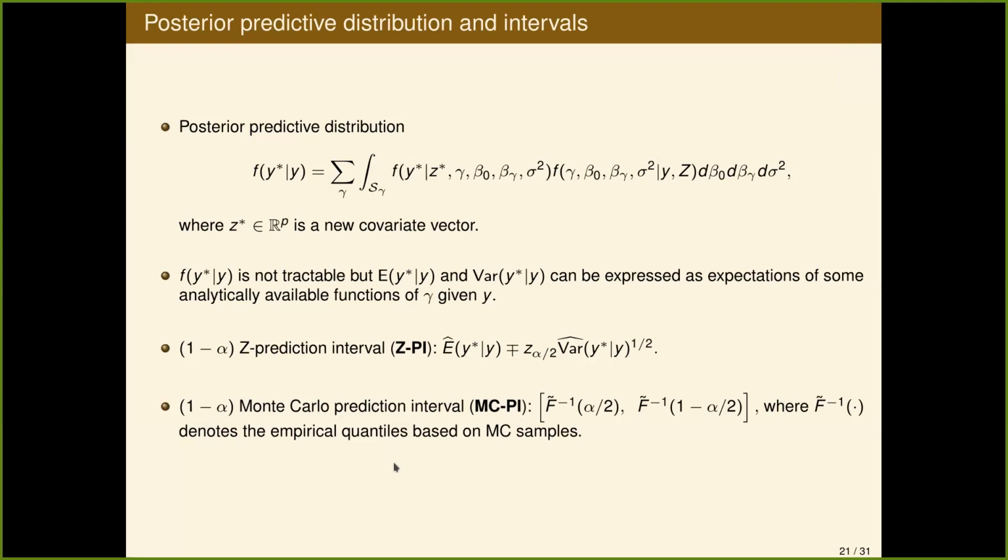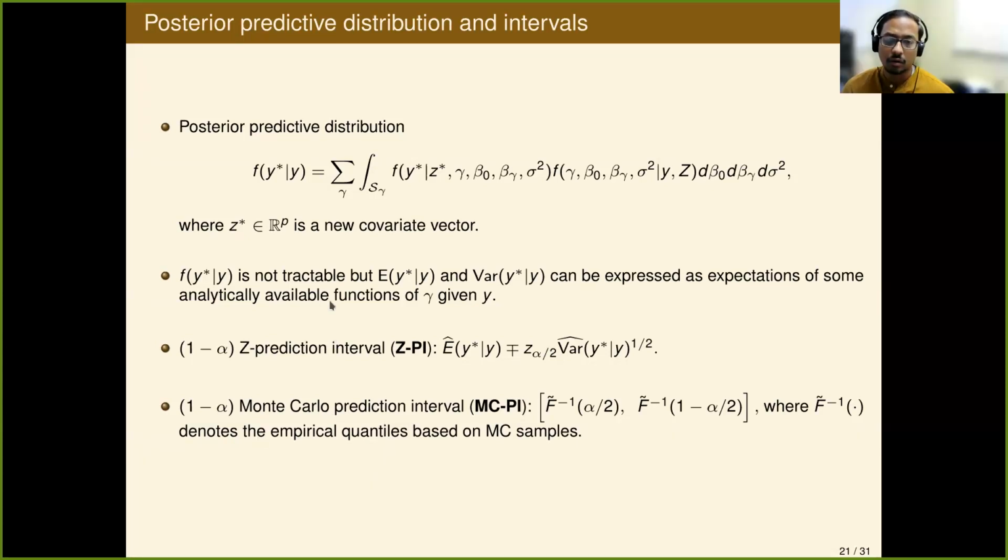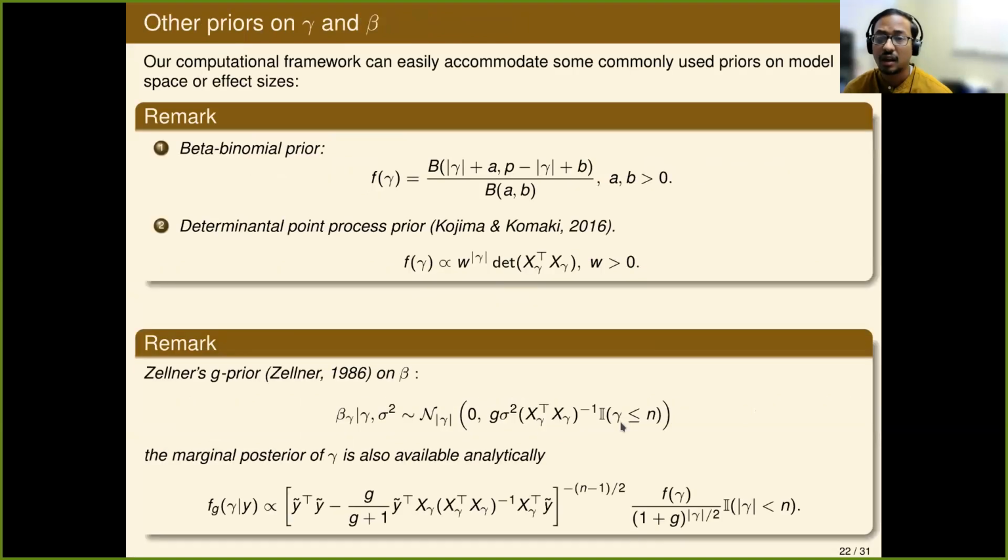Okay, thank you. But we can also do conditional simulation. So we can simulate from these posterior models, and then we can create a Monte Carlo prediction interval based on the quantiles of the posterior distributions. And we will compare those in terms of performance.